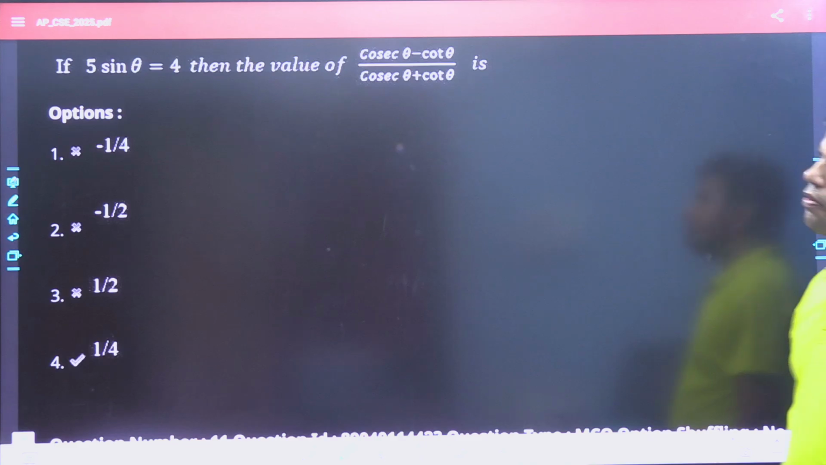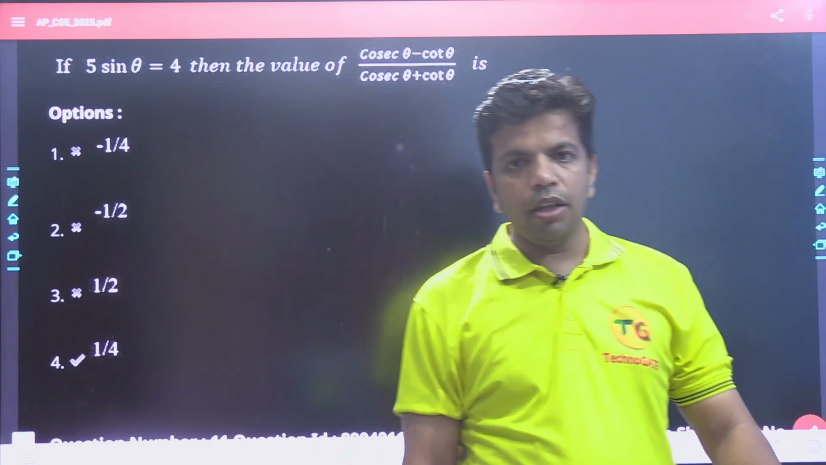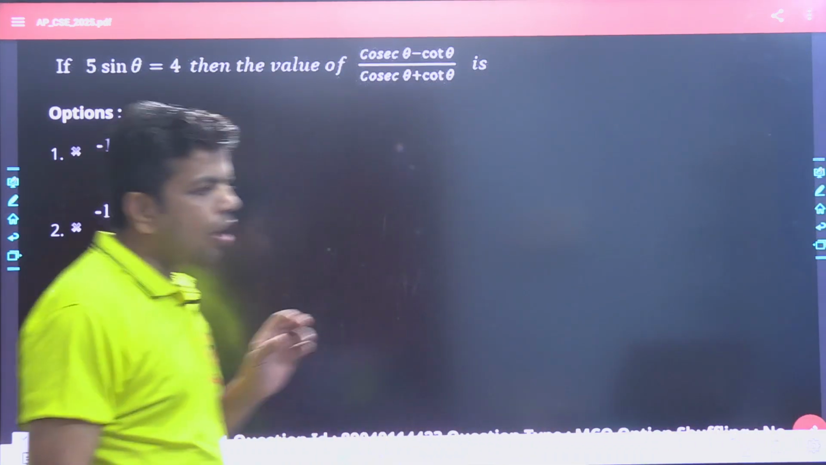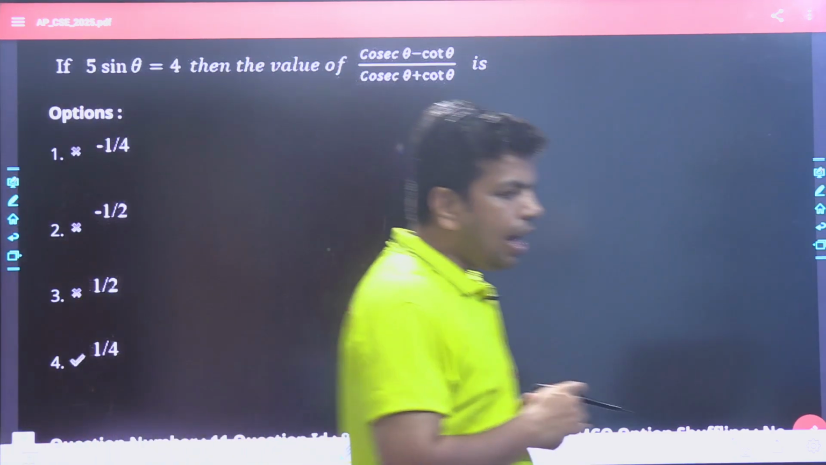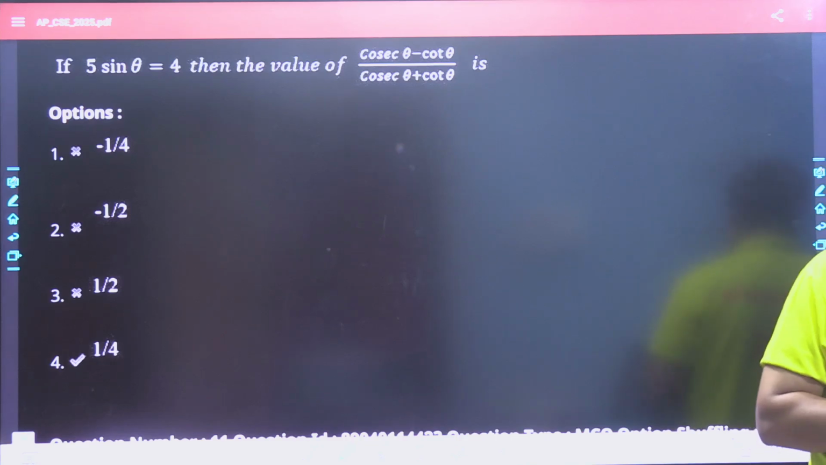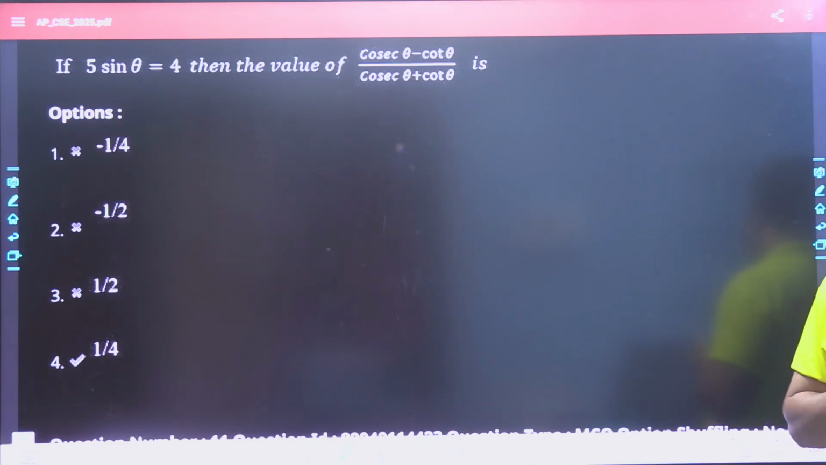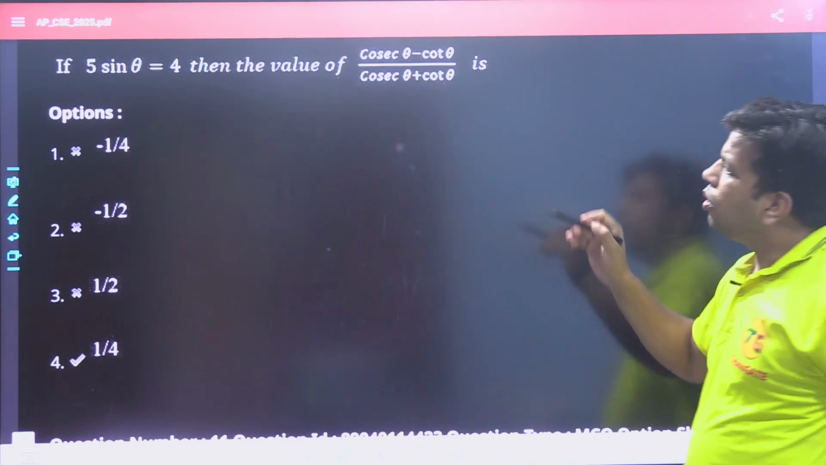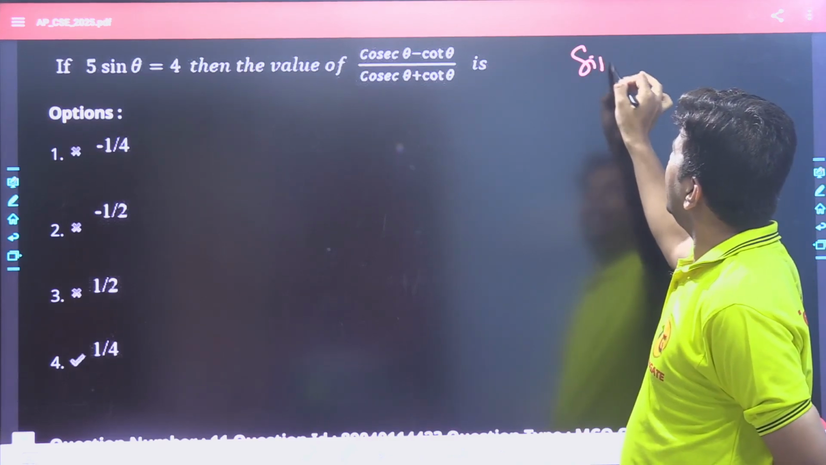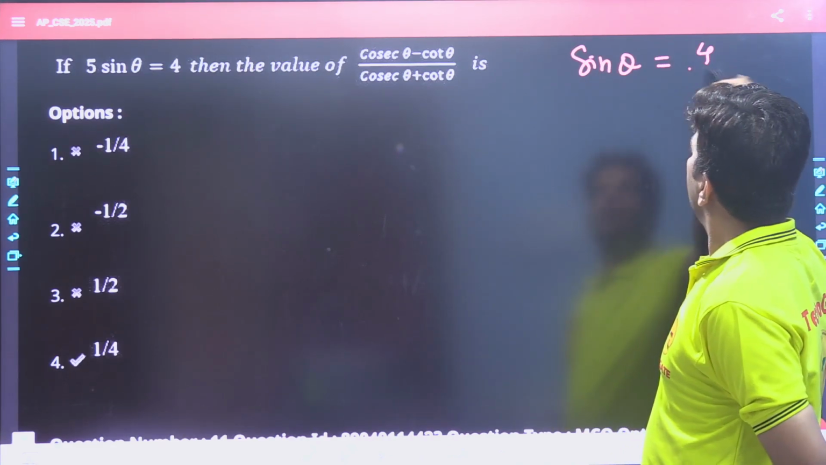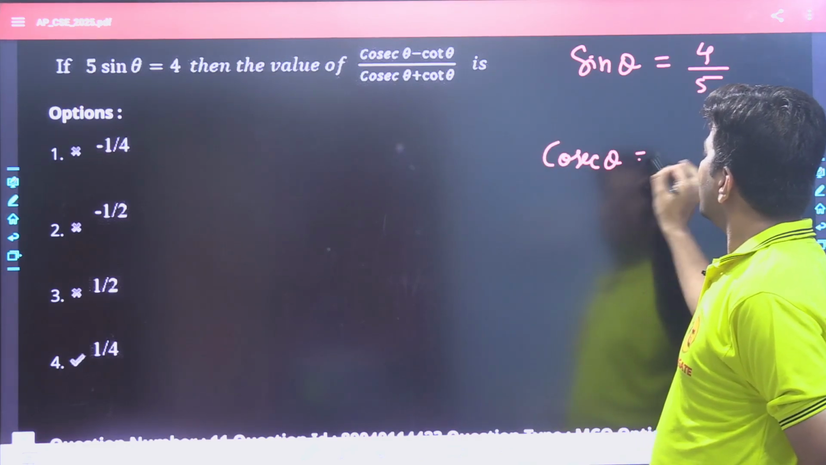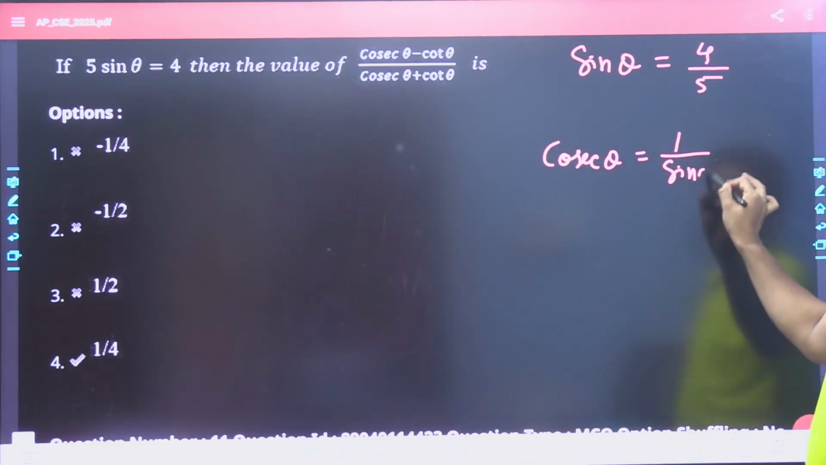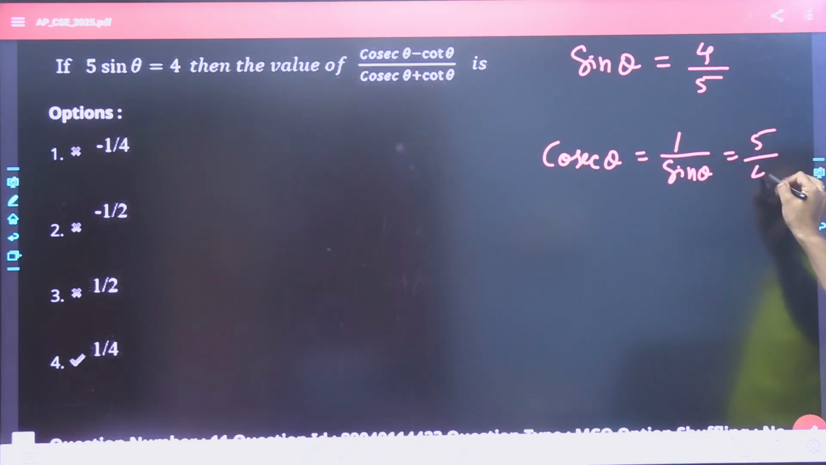Let's move on. It is given to us 5 sin theta equals 4. Then what would be the value of cosec theta cot theta divided by cosec theta plus cot theta? The value of sin theta, that is, cosec theta, divided by 4.